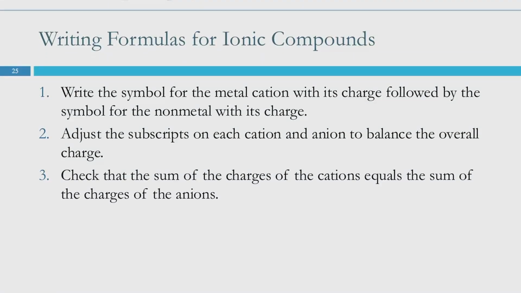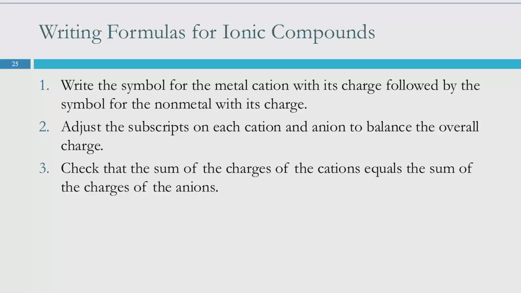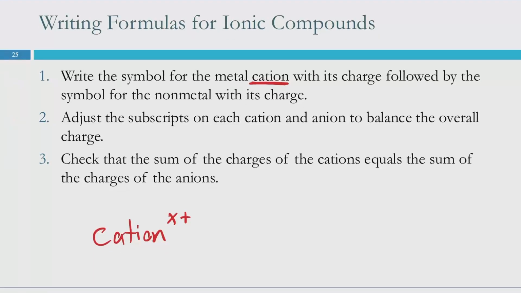When we're writing a formula for an ionic compound, we want to write the symbol of the cation with its charge. If we know what the metal is, we should know what the charge is. Then we're going to write the nonmetal, the anion, with its charge, which is going to be a negative charge. To make the formula for the ionic compound, we need the positive charges to cancel out the negative charges. It has to be electrically neutral. It has to be a neutral formula.